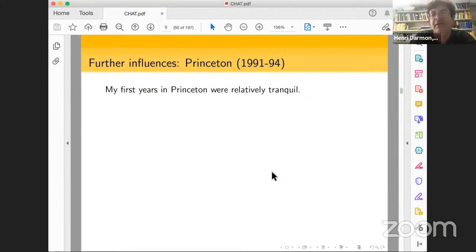Okay, so that's it about my first 4 years at Harvard. I spent the next 3 years of my career at Princeton. And my first 2 years in Princeton, I remember as being fairly quiet.